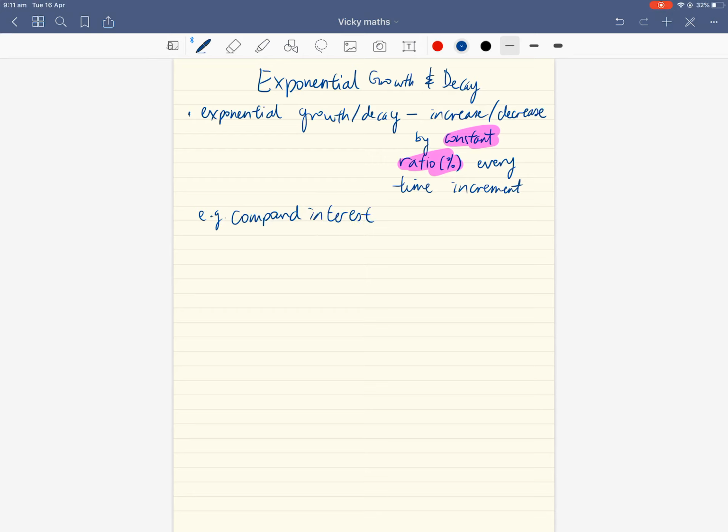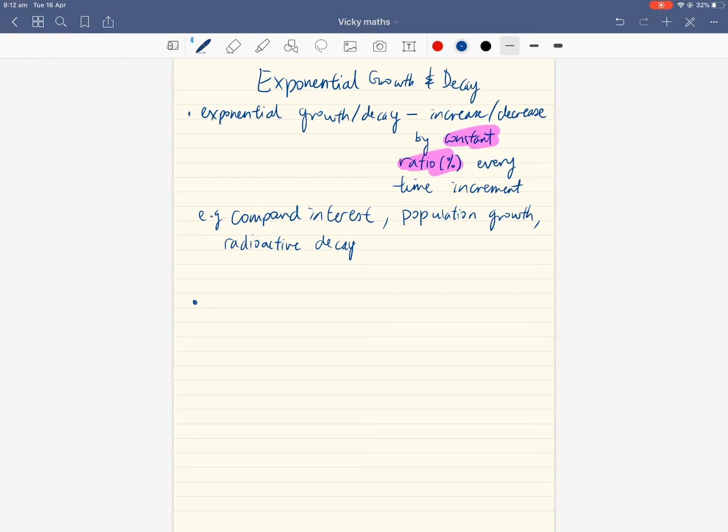If you're investing money, your amount of money increases every year by a constant percentage. Other types of exponential growth and decay that we can see in nature include population growth. If you're looking at how cells divide and multiply themselves, they double every single time period. So our ratio is doubling. Also, radioactive decay of atoms or elements can be modeled using exponential growth or decay.